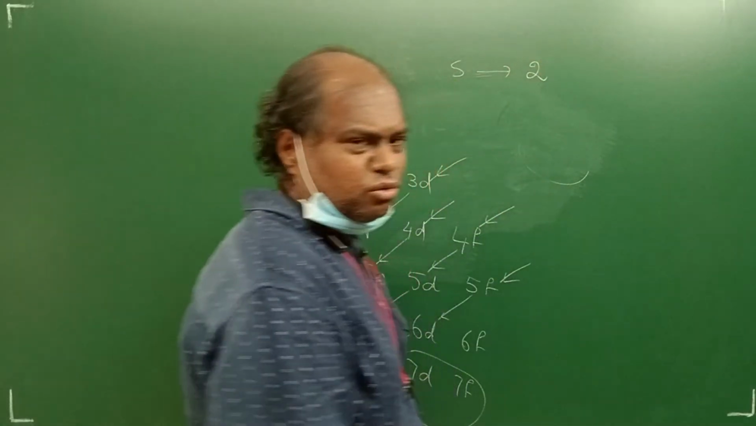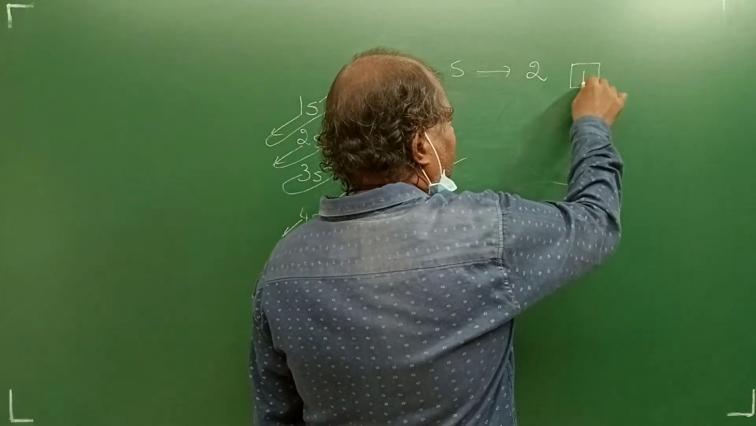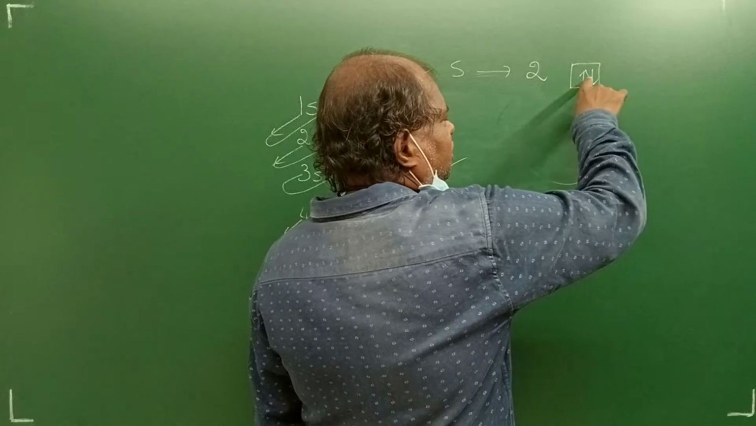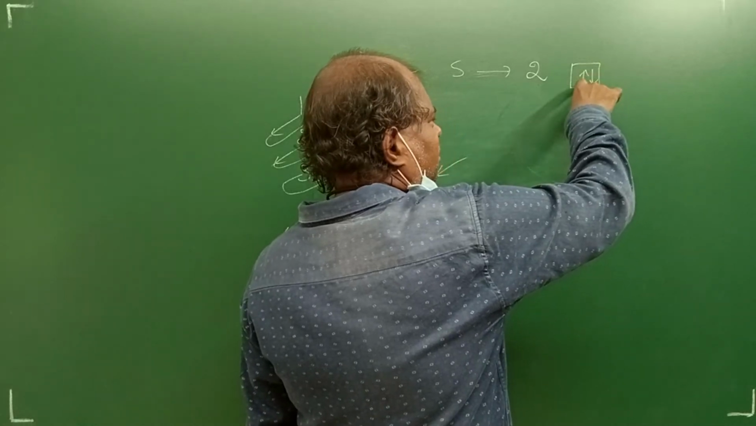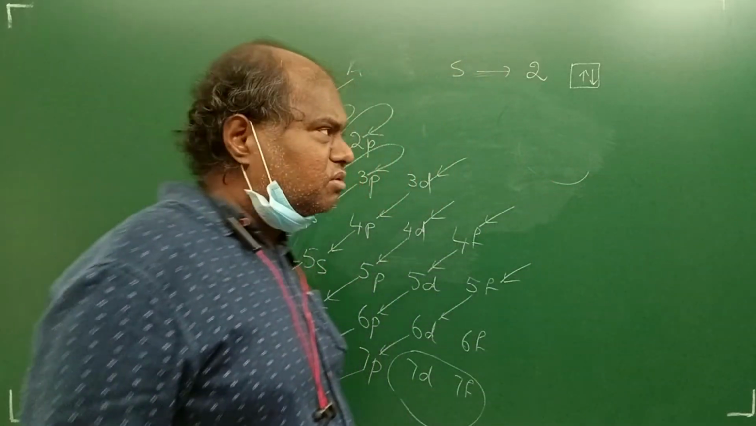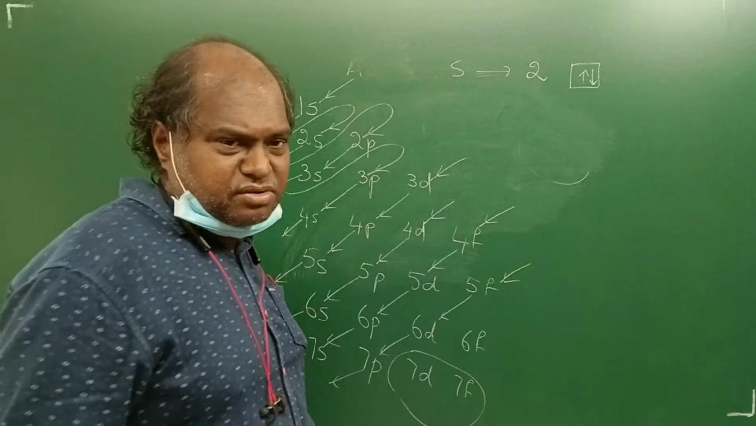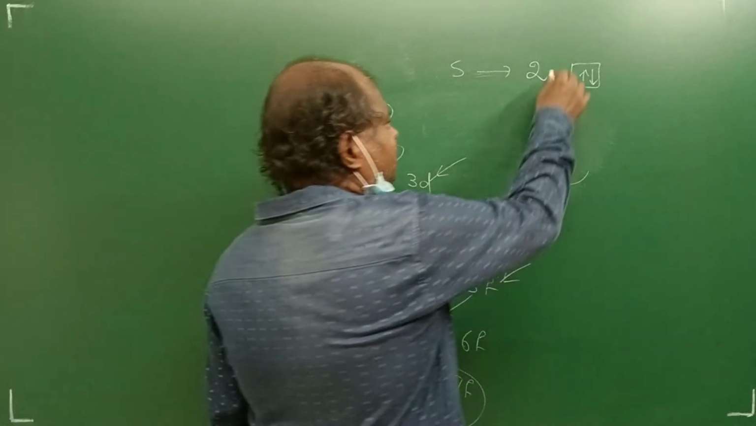2 electrons. S can take only 2. Actually, we draw only one box for s. We'll fill 2 electrons here. One clockwise and one anti-clockwise. One spin is clockwise, one spin is anti-clockwise, right? So for s only one box, only one orientation. So maximum you can fill how much? 2 electrons, right?